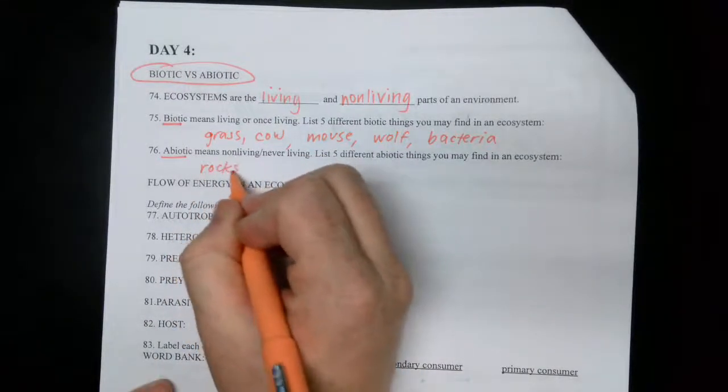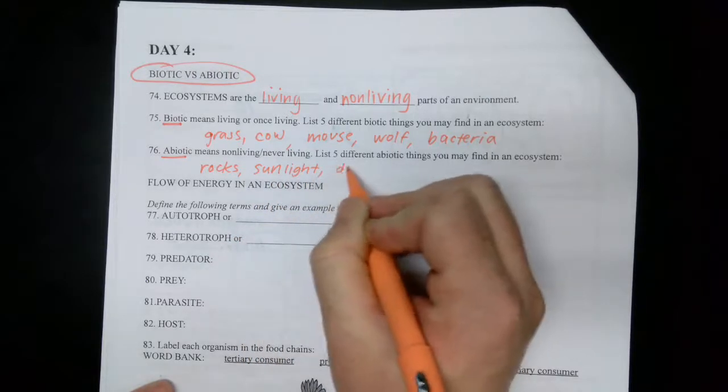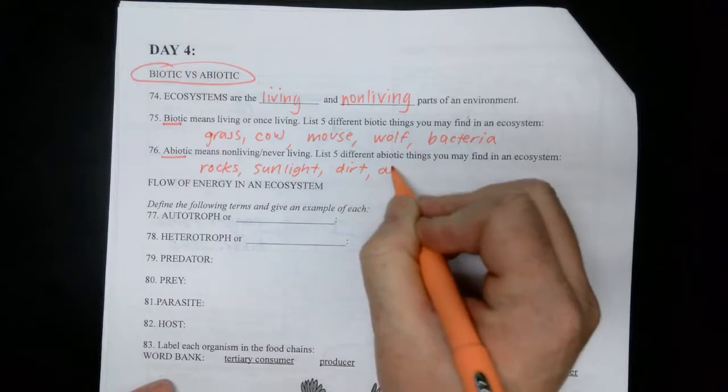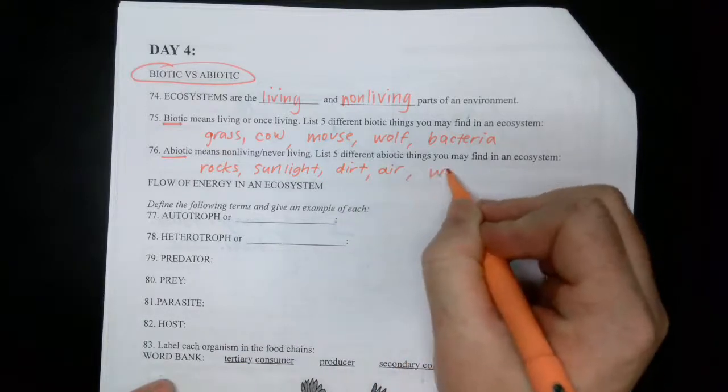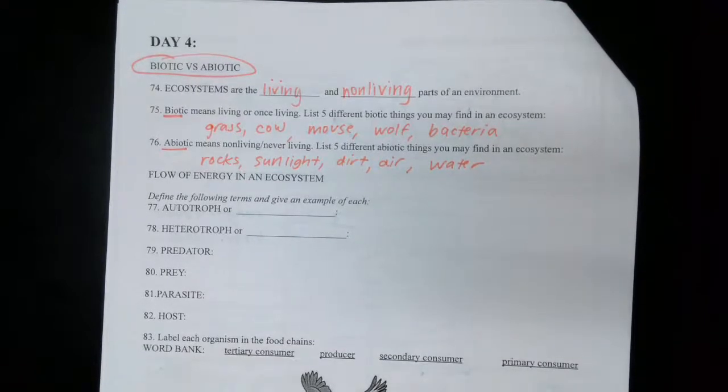Abiotic, non-living, never living. So rocks, sunlight, dirt, air, water. We also reviewed how energy flows throughout an ecosystem.